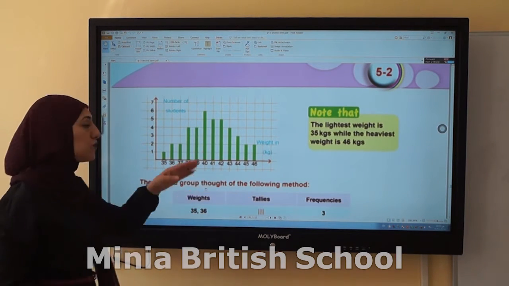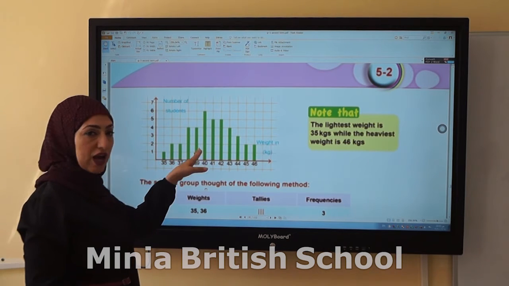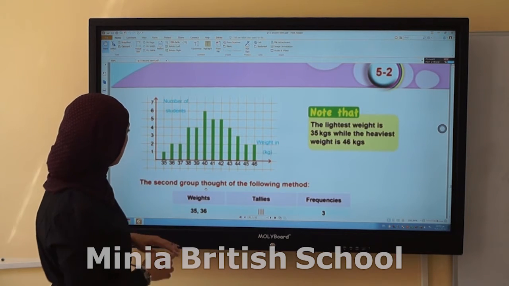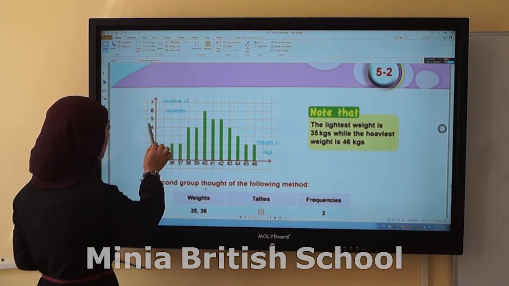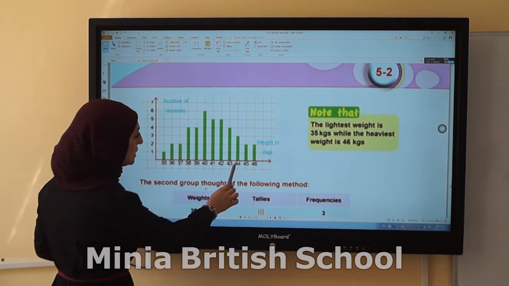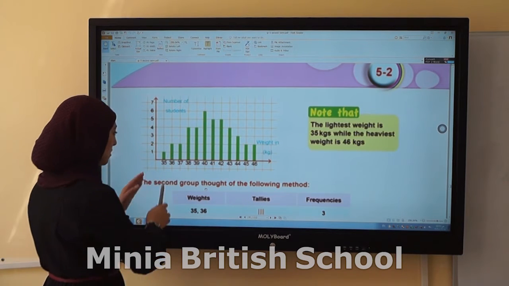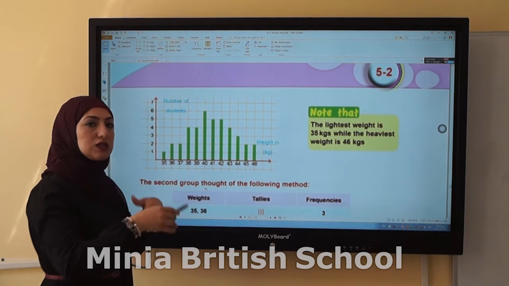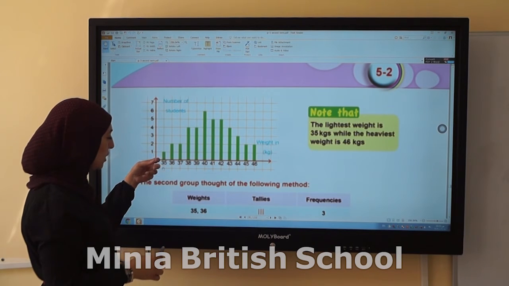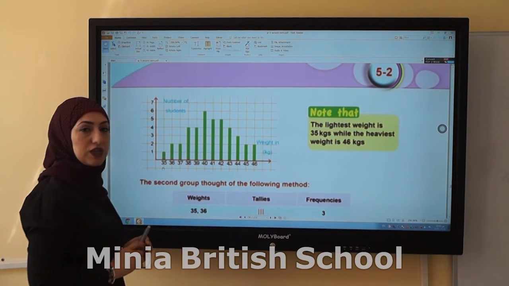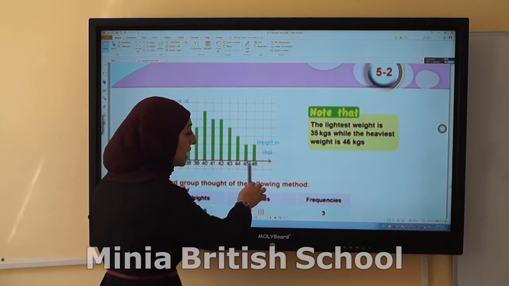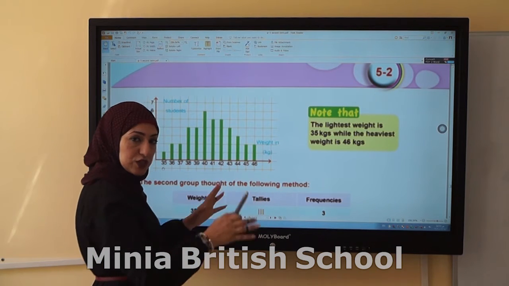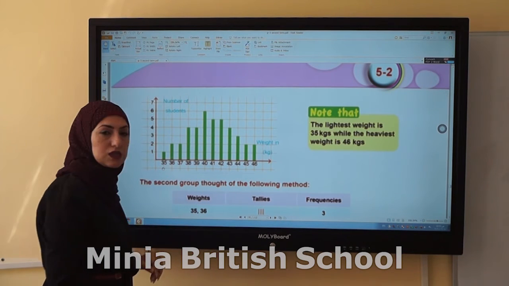After the table, you can put them in a graph, like this one. Here, the number of students, and here, the weights. The least one, or the lightest student, his weight is 35 kilograms, and the greatest weight, the heaviest one, is 46 kilograms.